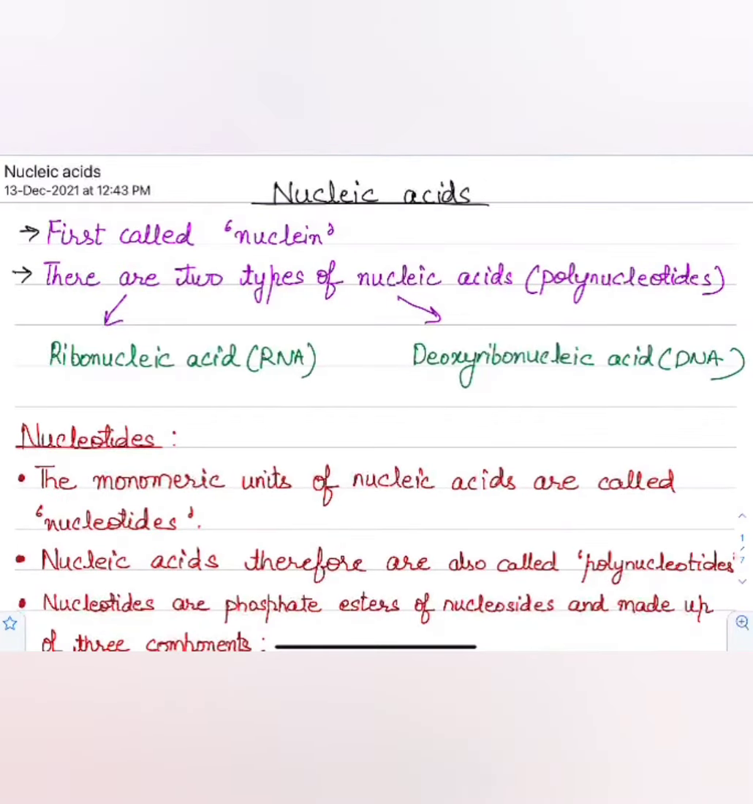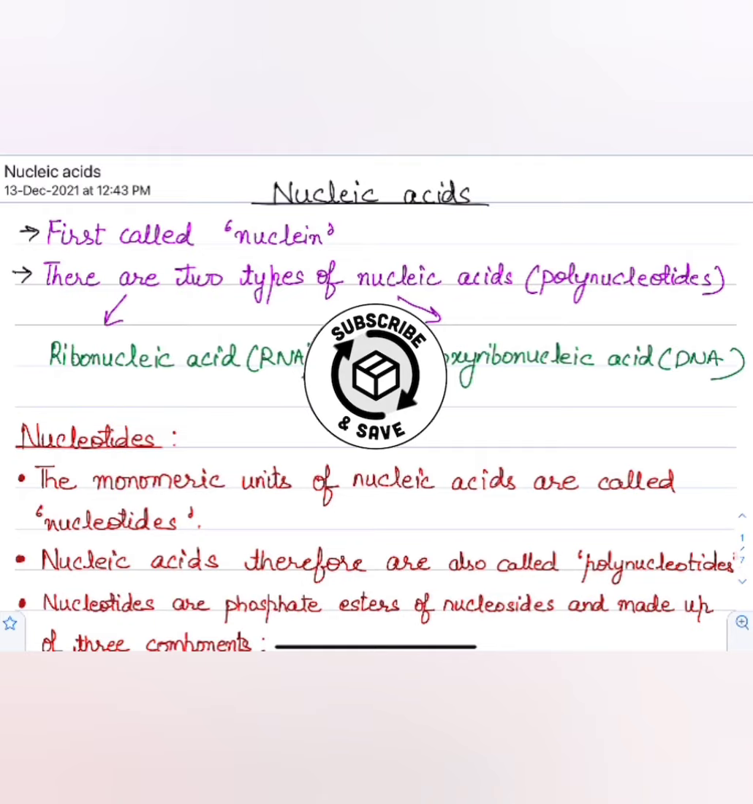So today's topic is nucleic acids, and particularly in this video we will be discussing nucleotides. Because nucleotides are the monomers of nucleic acids, we will first discuss a little bit about nucleic acids. Nucleic acids were discovered by Friedrich Miescher from the nuclei of pus cells, leukocytes, from discarded surgical bandages, and he called it nuclein. Nuclein was later shown to be a mixture of a basic protein and a phosphorus-containing organic acid, now called nucleic acid.